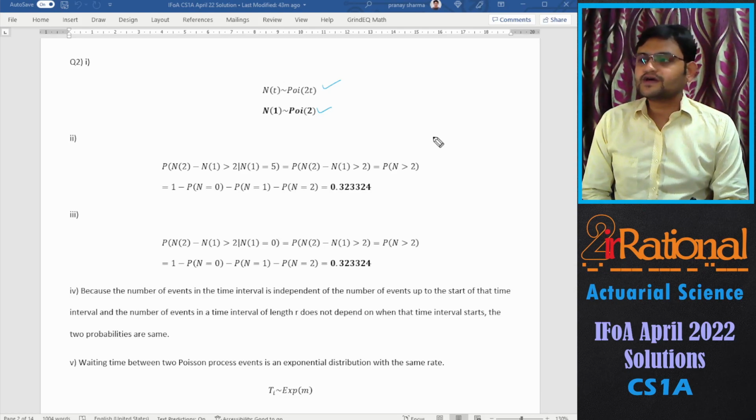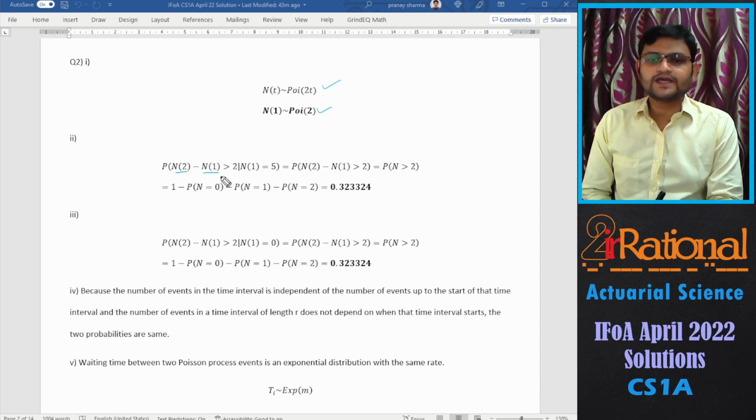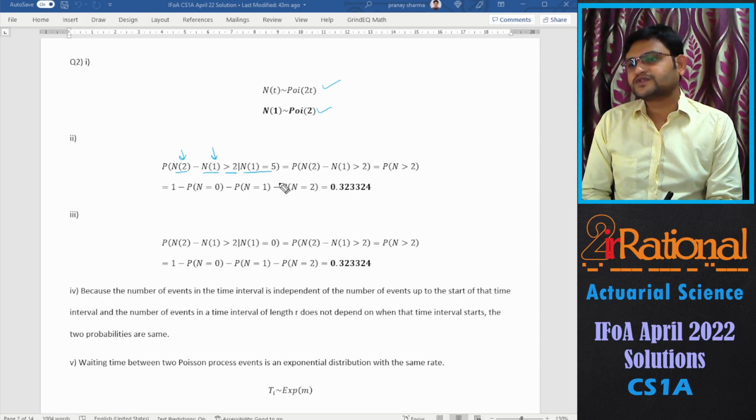This is every year. Then for the second one, we are calculating probability of N2 minus N1. That means we are only taking the second year into account. This would be 0 to 2 years. This would be 0 to 1 year. Should be greater than 2 given that N1 is equal to 5. This is one way of writing.